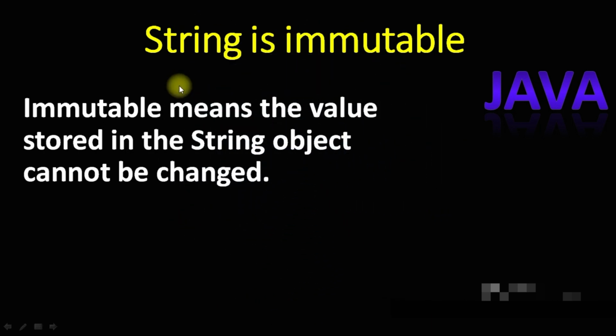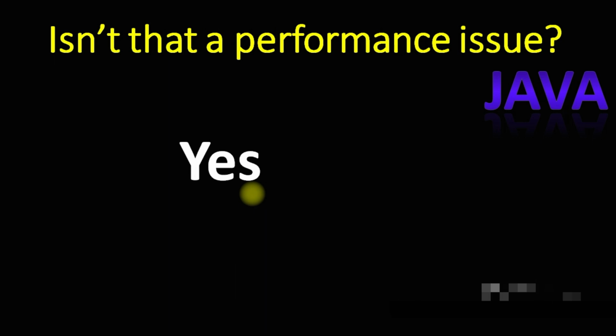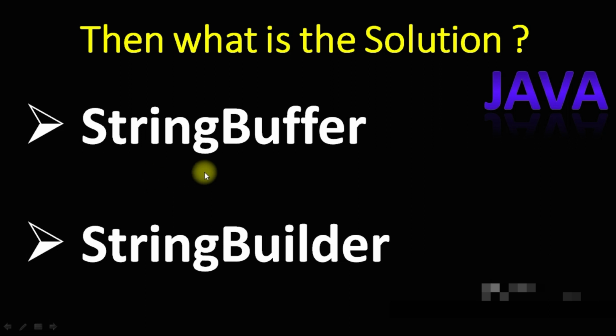In our previous class, we learned string is immutable, meaning the value stored in a string object cannot be changed, and to change it, every time internally some other string object, though the name is the same, is created, and that causes a performance issue. To solve this problem, we generally use StringBuffer or StringBuilder, two different types of classes. Today we will learn how to use this StringBuffer or StringBuilder class.